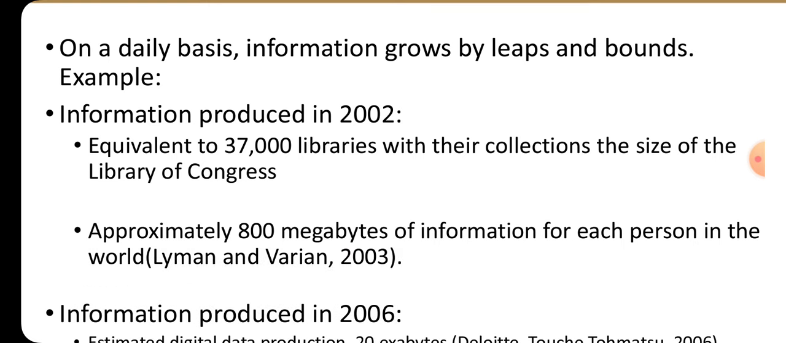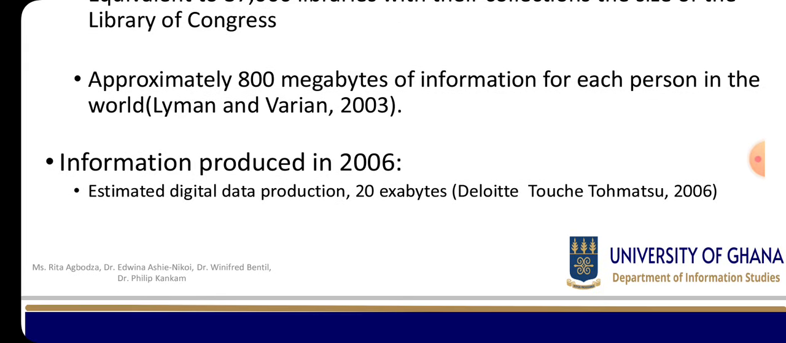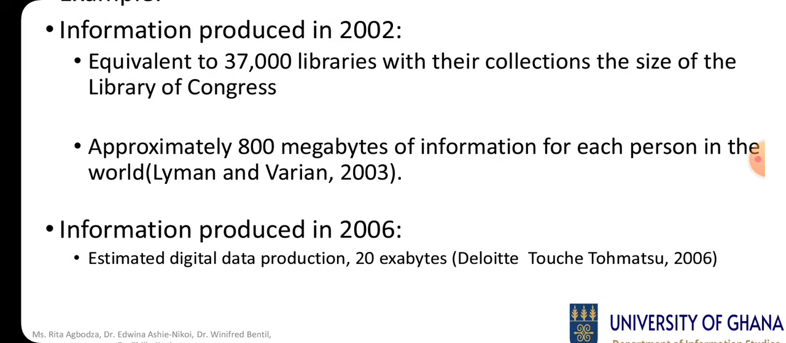Now approximately, if you are to really divide it, okay, approximately 800 megabytes of information for each person in the world. So that information that we produced in the year 2002, if you divide it for each and every person in the world, it means that everyone will be producing 800 megabytes a year. That everyone will be consuming, or using, around 800 megabytes within that specific year. That's the whole information that we produced in the year 2002. Fast forward now, within 4 years time, that's 2006.